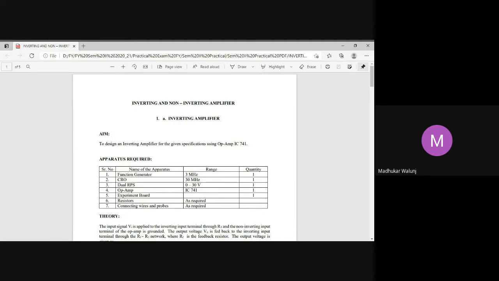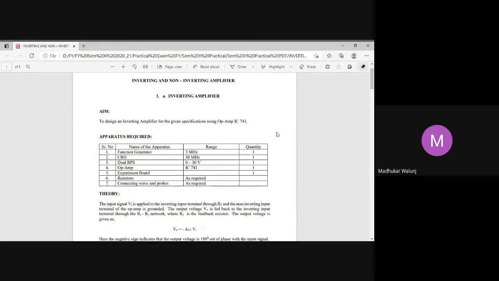So in case of inverting and non-inverting amplifier, this will be the first experiment. In that we have to see two sections. One section is inverting amplifier, other section is non-inverting amplifier. So the aim of the experiment is to design an inverting amplifier for the given specification using op-amp IC741, or you can see the aim to study an inverting amplifier using 741 operational amplifier IC.